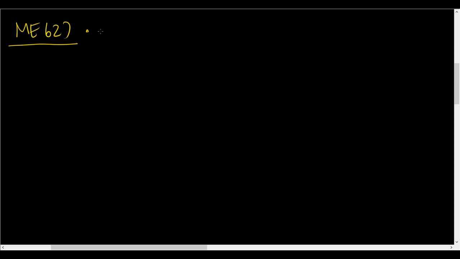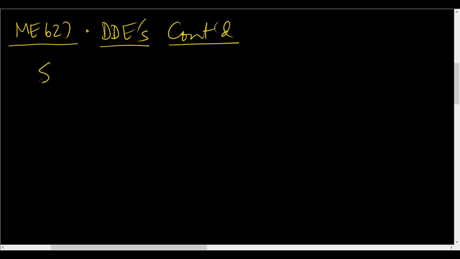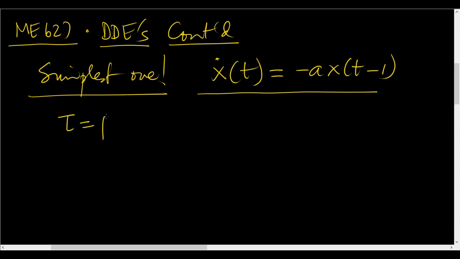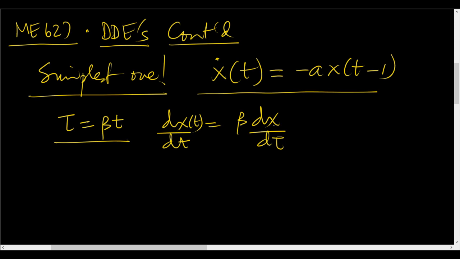Alright, so we are continuing with our study of delay differential equations, and with the simplest one, which is x dot at t equals minus a x at t minus 1. You will note that if I say tau equals beta t, then dx/dt equals beta dx/d tau. Now at t and at tau, right? So this is because t equals tau by beta.